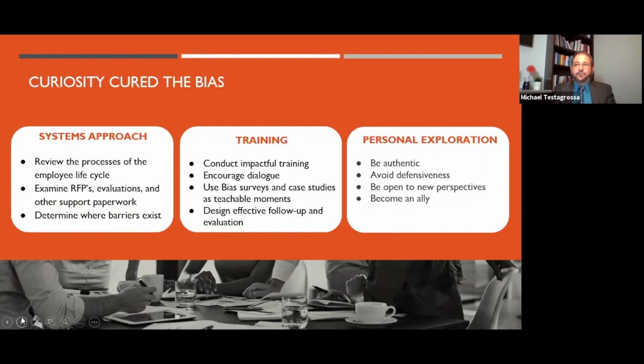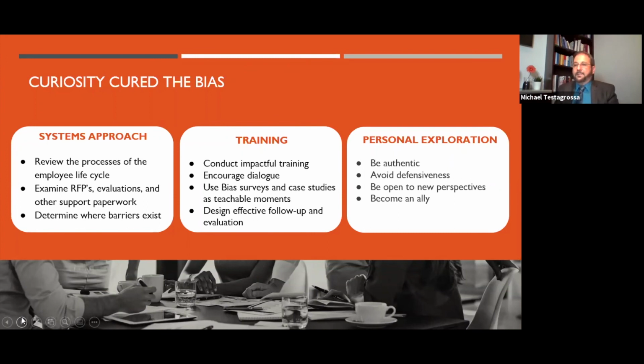The next part is training, really conducting impactful training and encouraging dialogue. One challenge with training is that often we train and then we're done, and it's not talked about until next year when we retrain. So training really needs to be perpetual, with follow-up, evaluation, review, and constant check-ins, especially when we're talking about diversity, inclusion, bias, and microaggressions, to make sure people have a good takeaway and everyone in the organization is engaged.